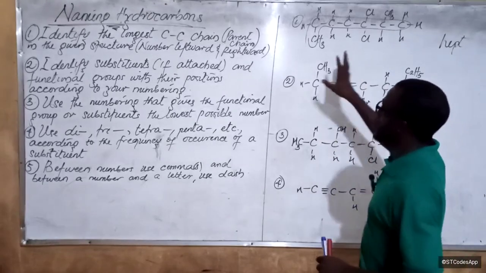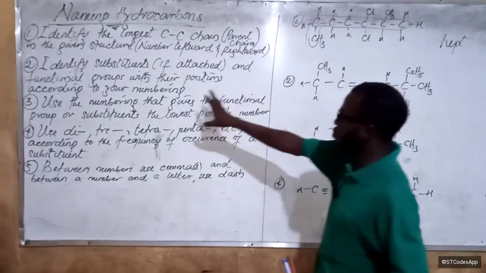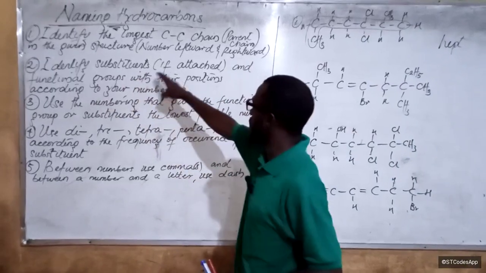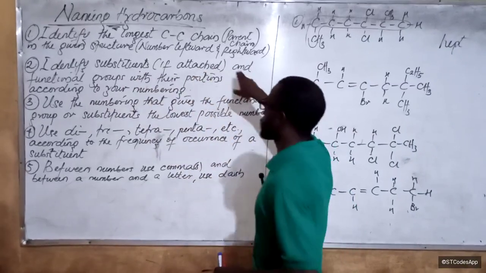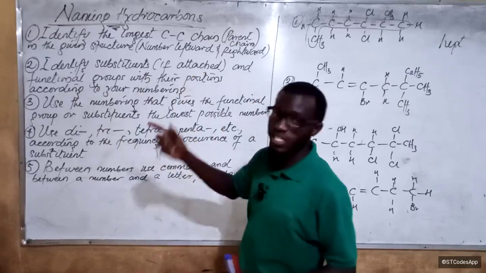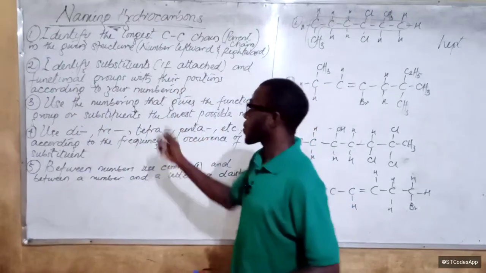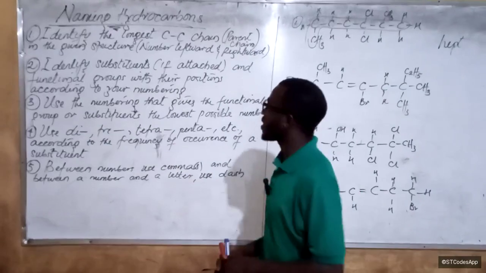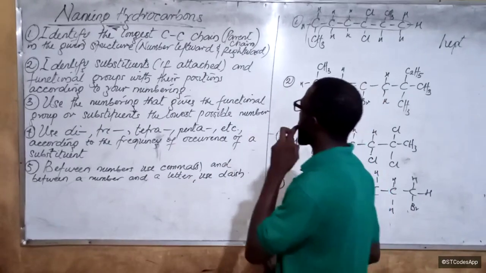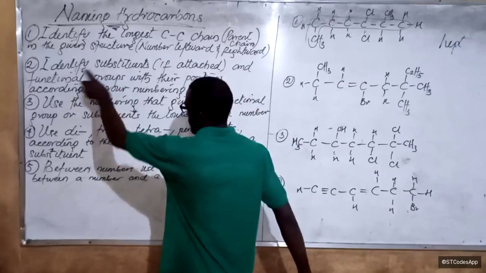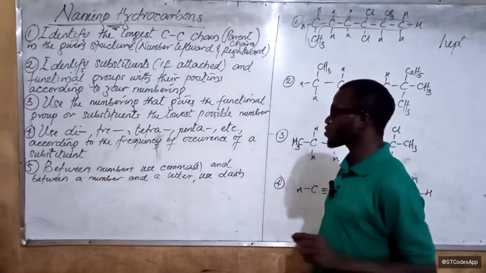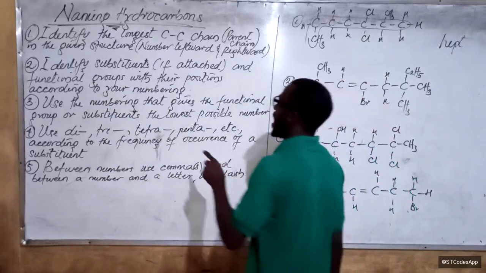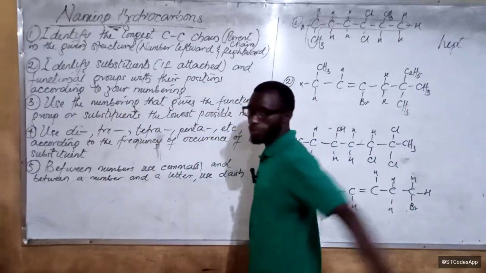With 7 carbons, the next thing we're supposed to do is to identify substituents, if attached, and functional groups. For your exam, you're going to have substituents attached, and then the functional groups with their positions. So now, this is very important. Identify substituents and functional groups with their what? Positions, according to your numbering.